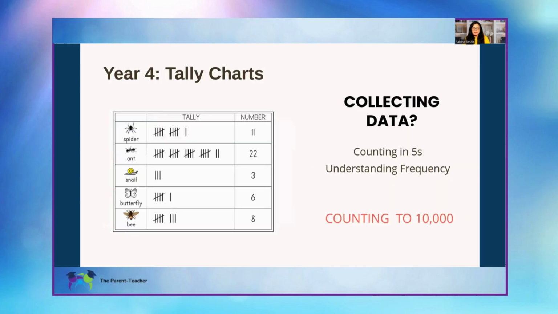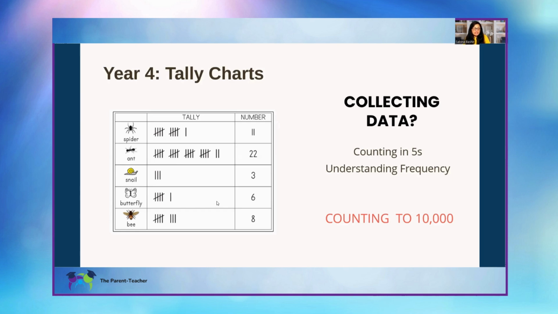Now moving along. In year 4, children actually start to do the tally chart, which means they start to carry out investigations themselves. They would use a tally chart where they would ask, maybe in the class. This is how children would then go and conduct their own surveys and tabulate their results.